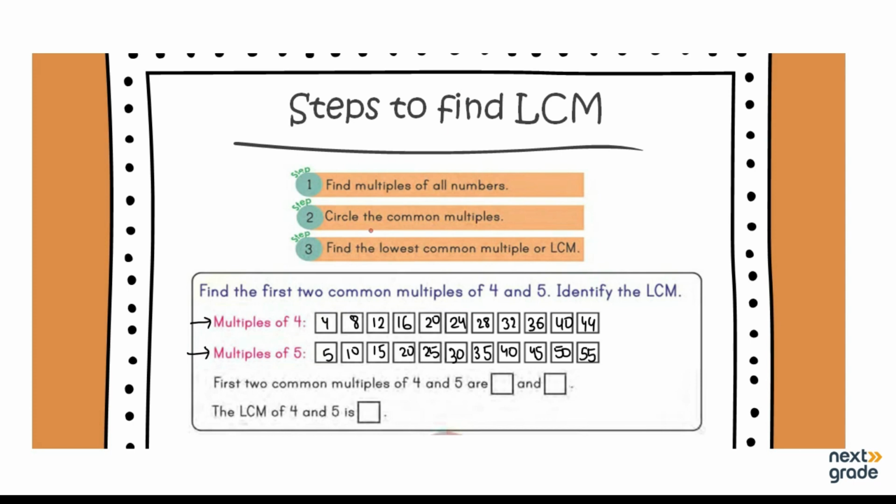ठीक है, अब हमने क्या करना है? इन दोनों नंबर्स में जो कॉमन मल्टीपल है वो फाइंड करना है. ठीक है, तो वी आर गोना सी कि कौन सा कॉमन है. दिस वन इज द कॉमन मल्टीपल 20. Then we have the number 40 that is a common multiple. Alright, तो हमने क्या करना है? सेकेंड स्टेप में सर्कल द कॉमन मल्टीपल्स. हमने सर्कल कर लिया. थर्ड स्टेप में फाइंड द लोएस्ट कॉमन मल्टीपल.